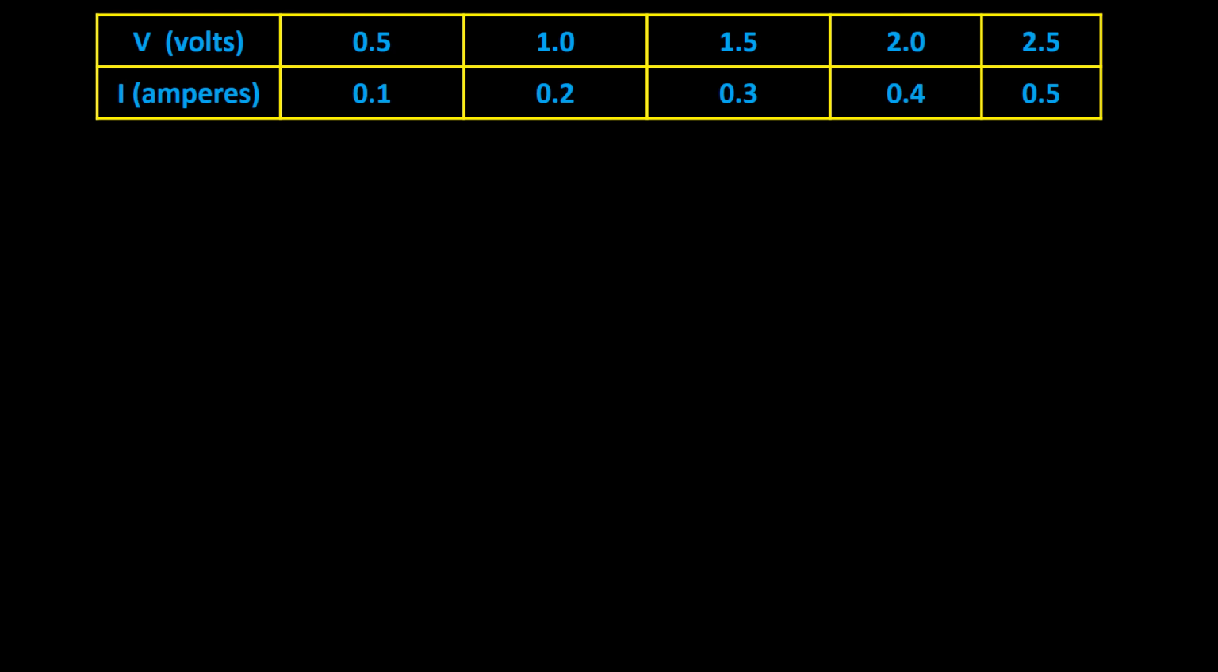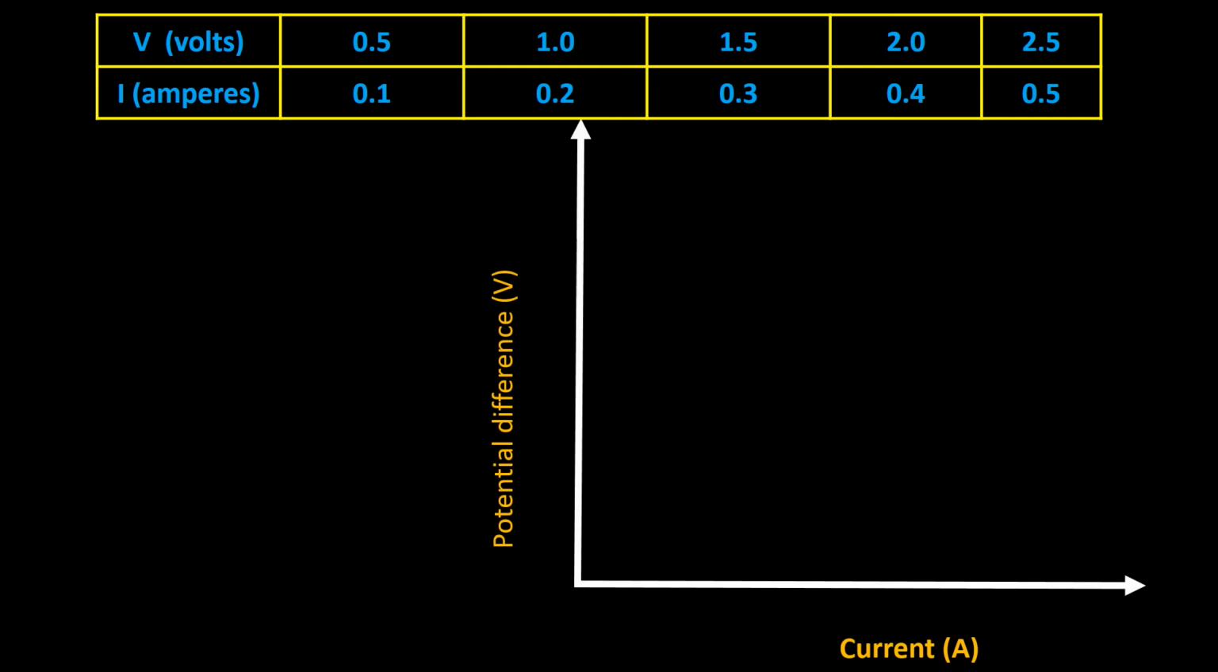The first thing that we have to do is plot the graph. We first draw the current and the voltage axis. So along the x-axis we plot the current and along the y-axis we plot the potential difference. Now for the current, the maximum value is 0.5. So now I am going to make 5 divisions. If you divide 0.5 by 5, then it will be 0.1. And then starting from 0.1, 0.2, 0.3, 0.4, 0.5, which is our maximum current value.